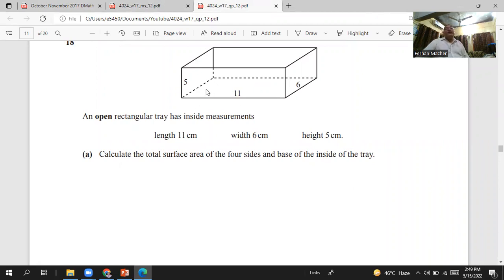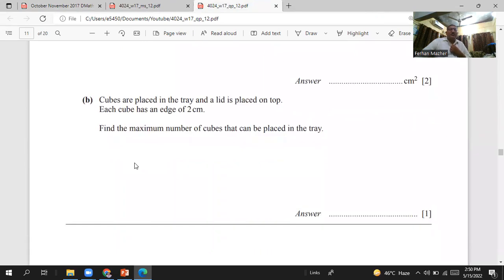So in this length, you can put 5 cubes. The width is 6. So in this way, you can put 3 cubes. So 5 into 3 is 15. So in one layer, I will have 15 cubes on the first layer. Because the height is 5, so you can put 2 layers of the cubes here. So 15 cubes will be in the first layer and the 15 cubes will be in the second layer. So totally there will be 30 cubes.